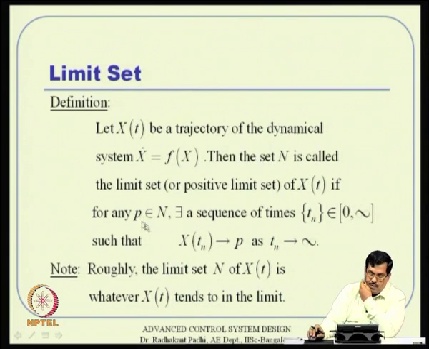So, roughly speaking, the limit set n of x of t is wherever x of t finally goes. x of t will go somewhere, obviously, and wherever it goes, that is the limit set. It may go to an equilibrium point, it may go to a limit cycle also. If it is a limit cycle, it is actually infinite points on the limit cycle. So, roughly speaking, the limit set is the set of points that x of t tends to when t goes to infinity.